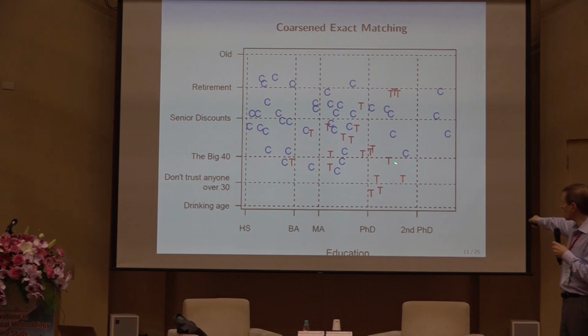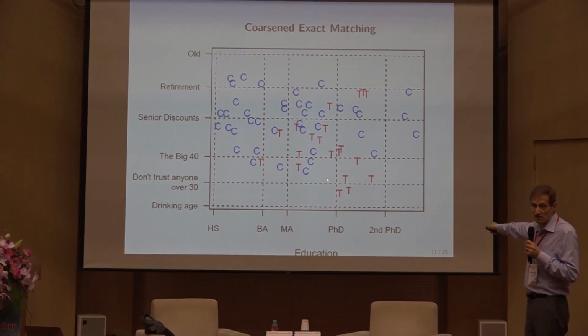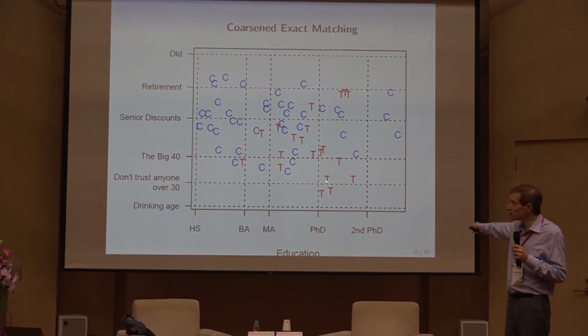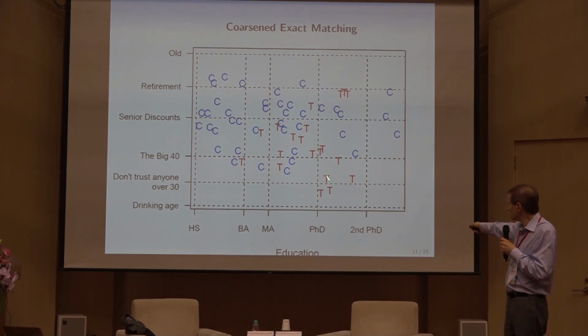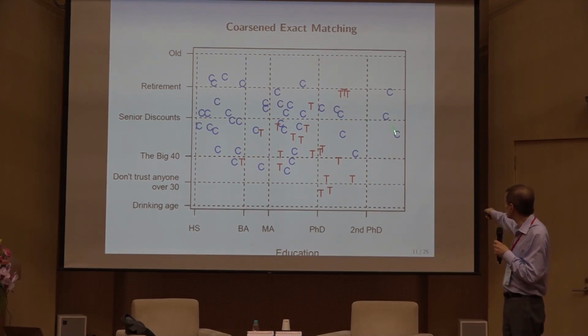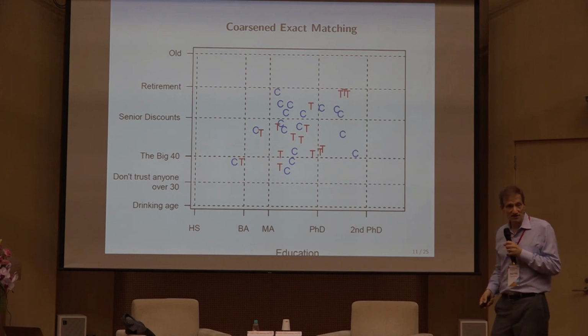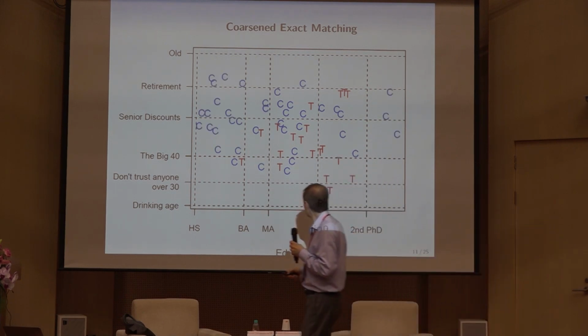We're going to keep these, but if there's only one, these are only treated, there's nothing to compare them to. All the control units are infinitely far away on this scale because they're not in that bin. So we throw these away. We prune these, we keep these, even though there's only one in there. We prune. So that's what it looks like.